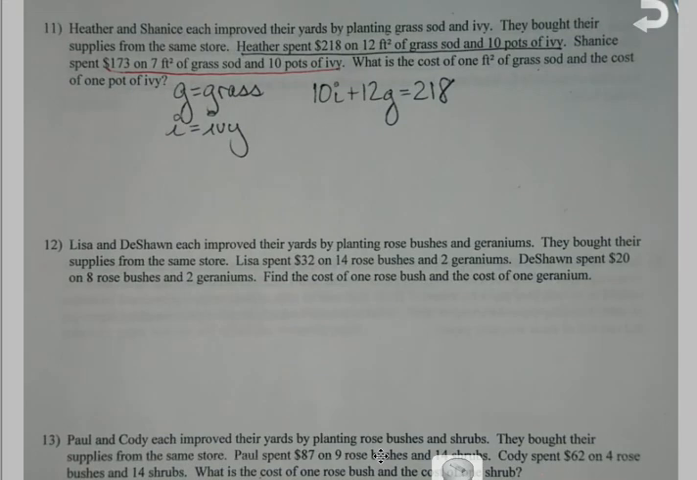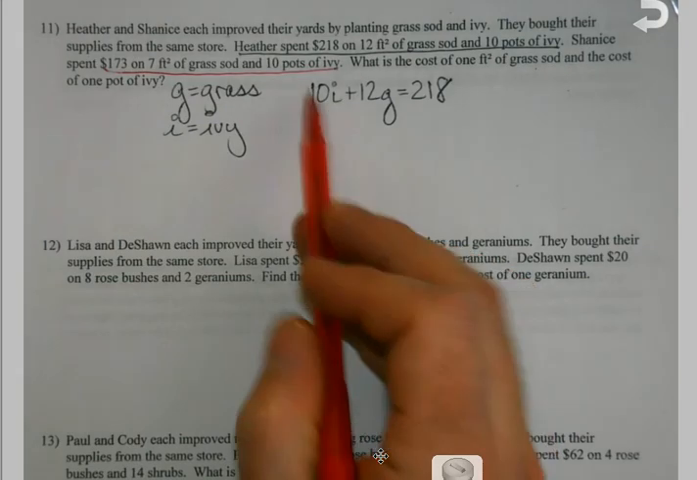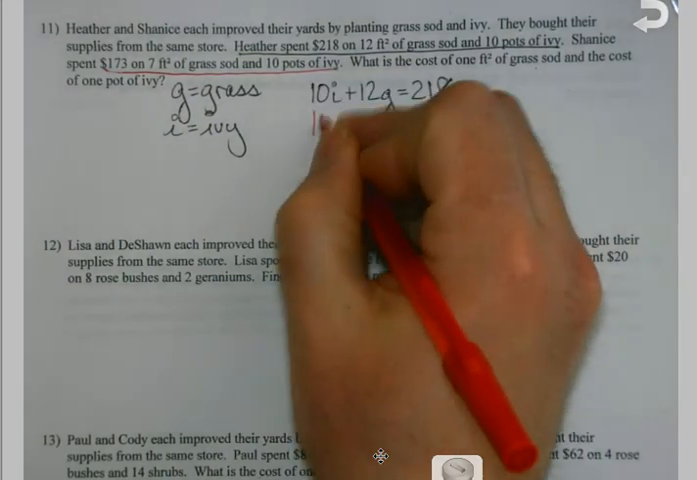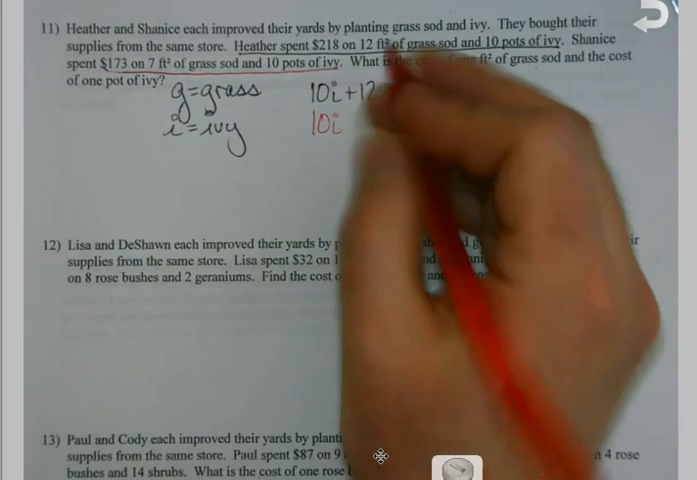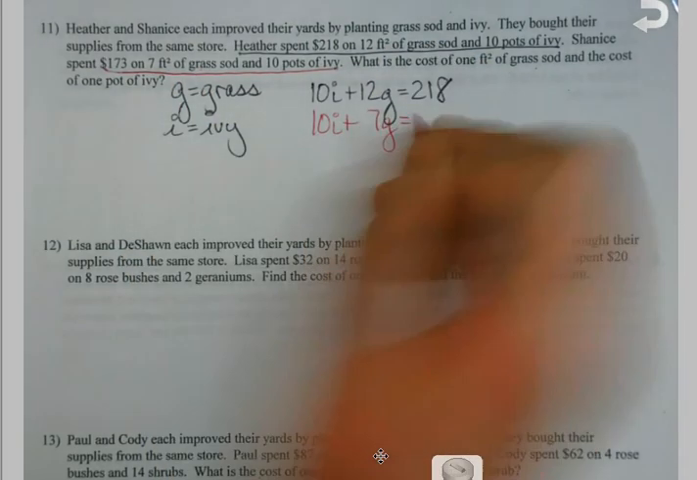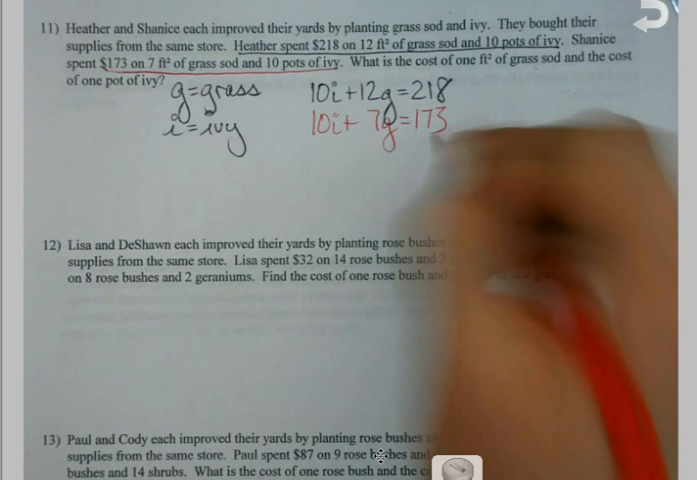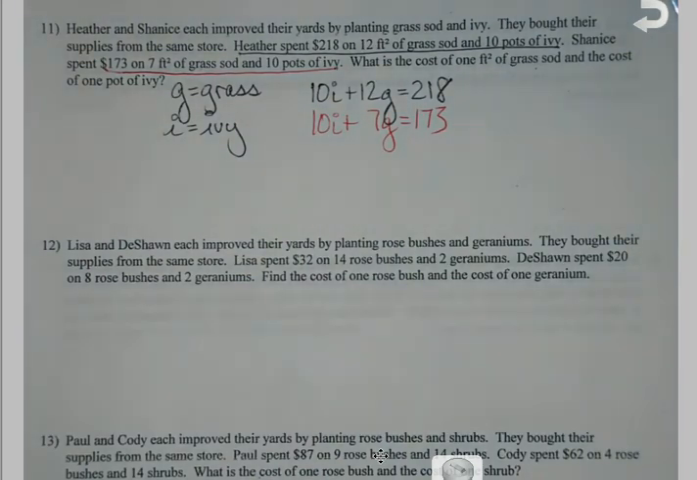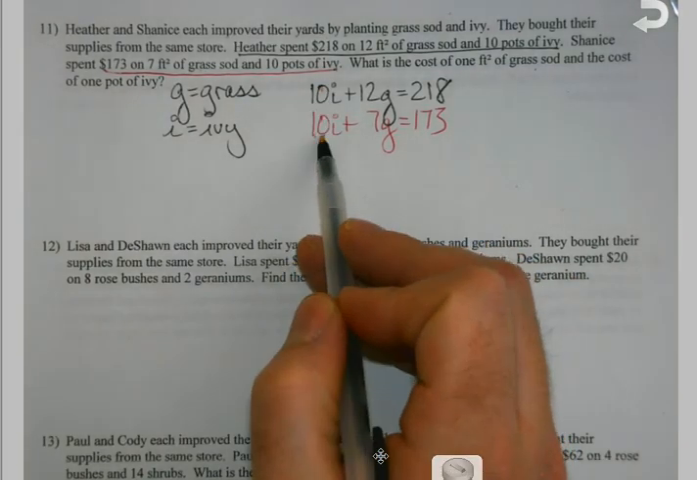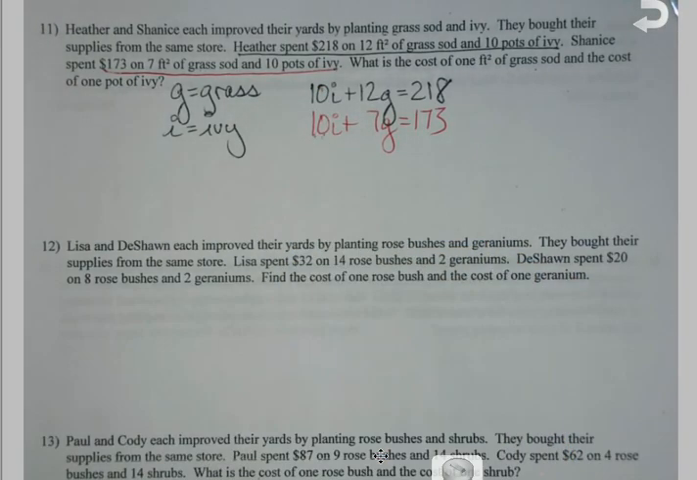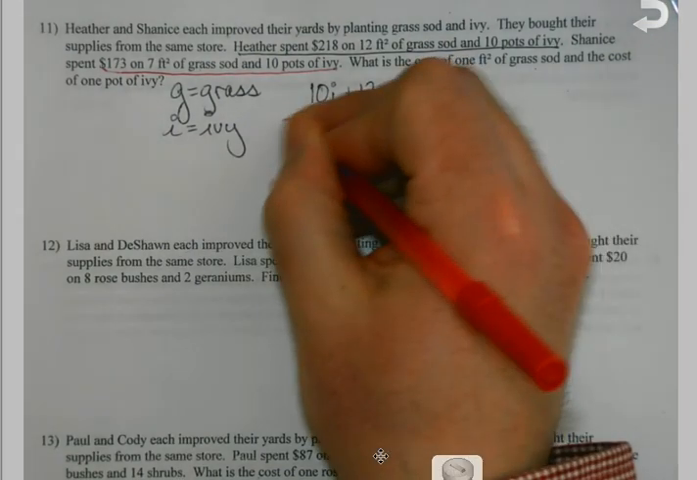And then I do the same thing with the next one. So like I started with I here, so I got to start with ivy again. I got 10. G is my grass. I got 7 of that. And I spent $173. But again, back here, we're going to start actually solving them. But here's the cool thing. They're both 10. I got to tweak one of these just a little. You gotta make one of them negative. That's right. I got to make one of them a negative.